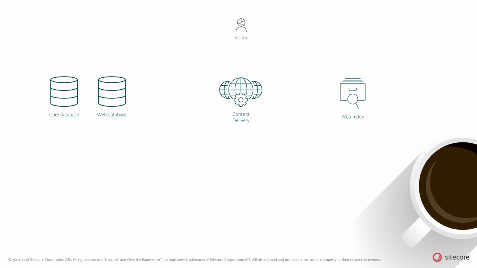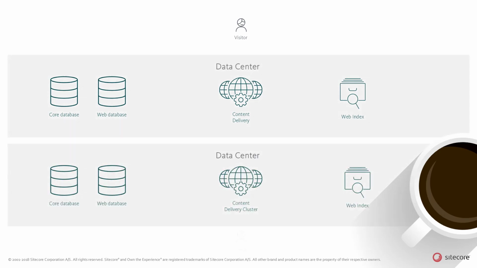For scenarios with heavy traffic or for failover reasons, the content delivery role can be scaled out across multiple servers or cloud services to form a cluster. It's also possible to scale out across multiple data centers or geographical locations to reduce website latency.